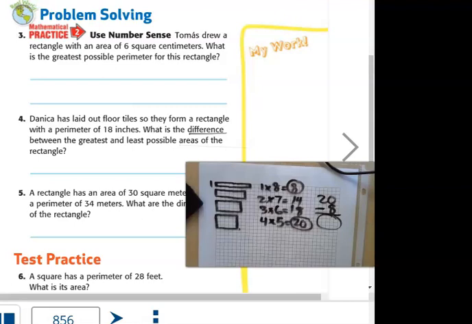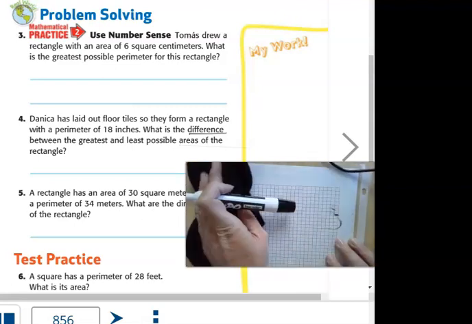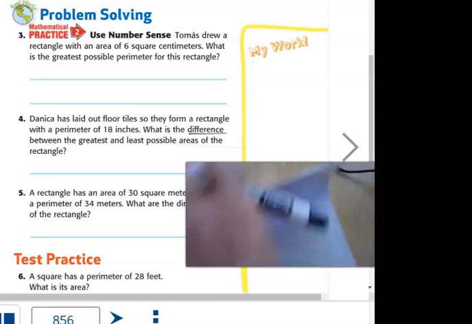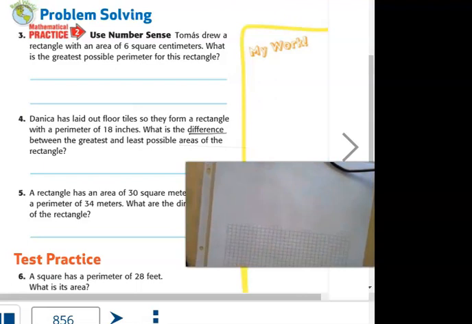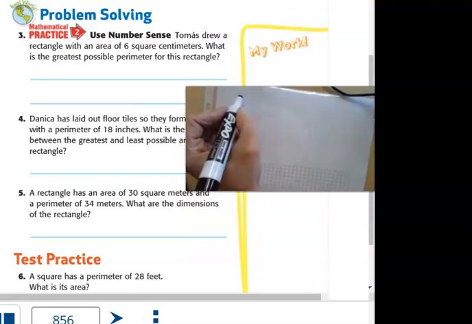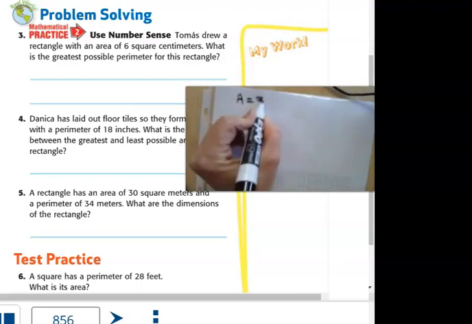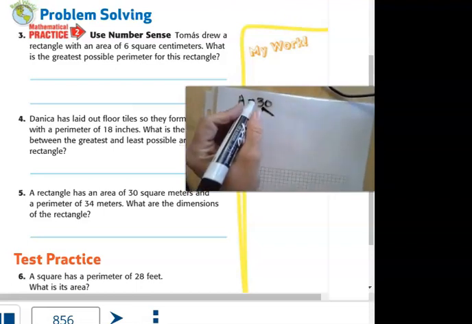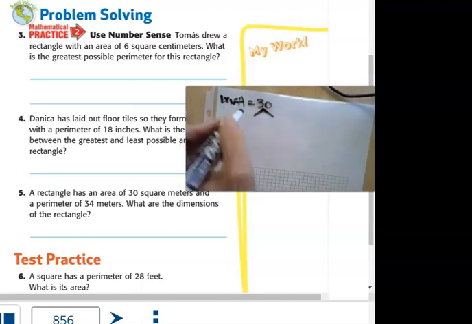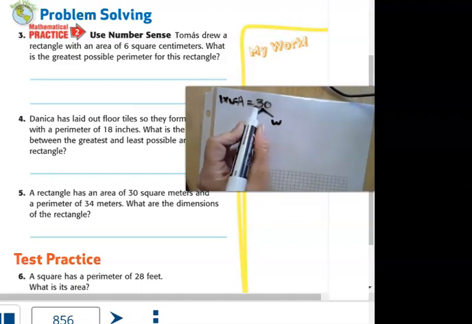A rectangle has an area of 30 square meters and a perimeter of 34 meters. What are the dimensions of the rectangle? Okay, so we don't even need to draw the rectangles. I'm going to bring this back and show you all we have to do on this. So we know we have an area of 30. And I know that factors are going to get me to that, because to find the area I need to do length times width. So I'm going to find these two numbers, length times width, that'll get me to 30.